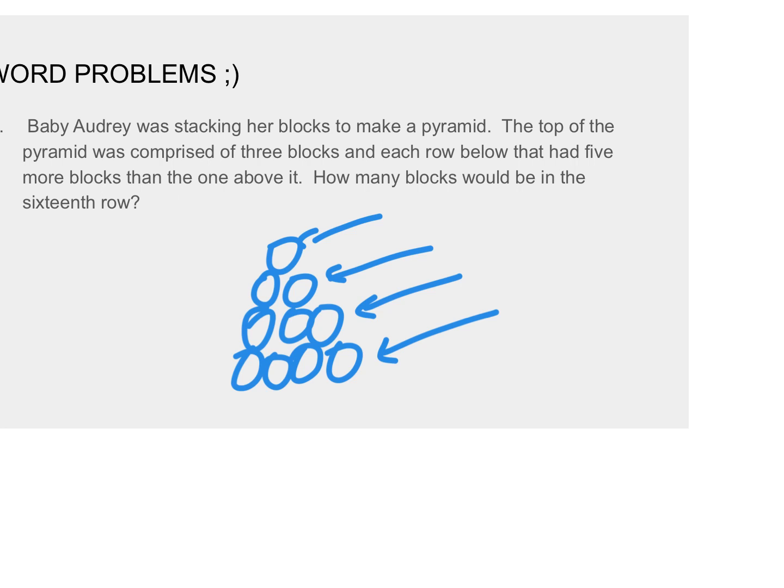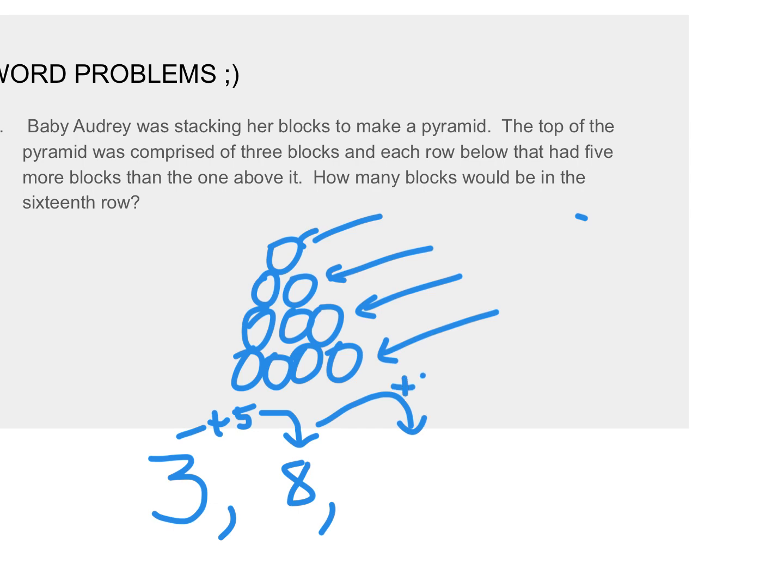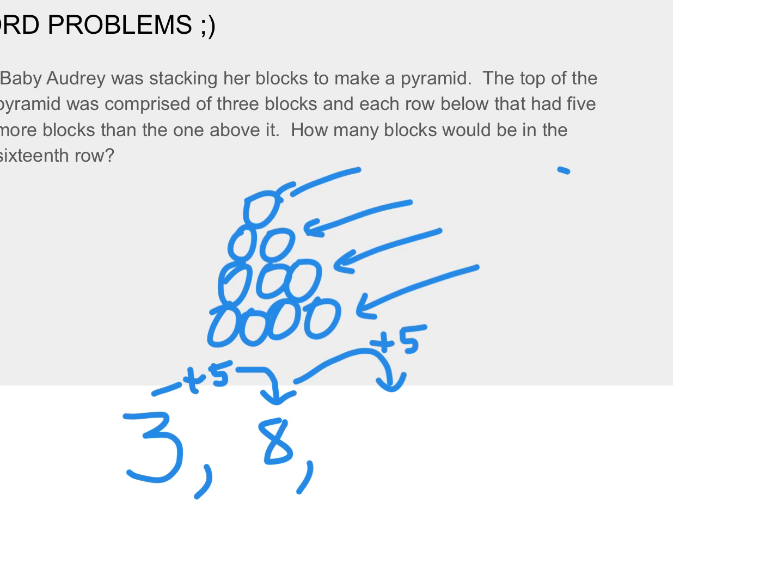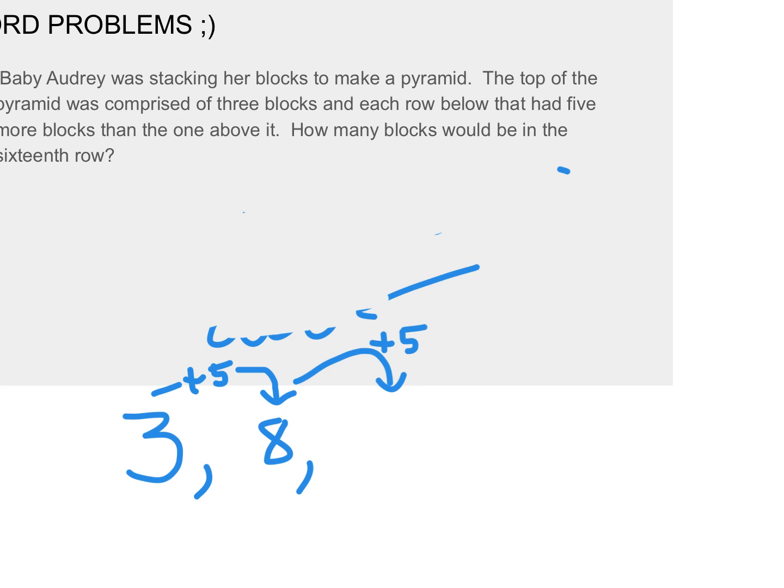But the way this one is described, the top of the pyramid was comprised of 3 blocks. And each row below that had 5 more. 3 plus 5 gives you 8. And then the next row beyond that, you add 5 again. So they're really just describing a sequence that started with 3. And I know my picture is different because they had 3 blocks at the top, but it was generally a stack of blocks.